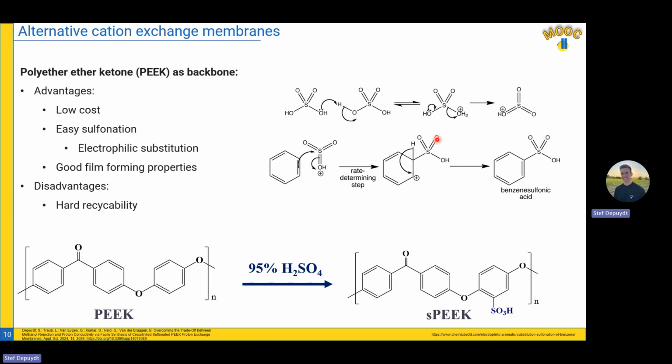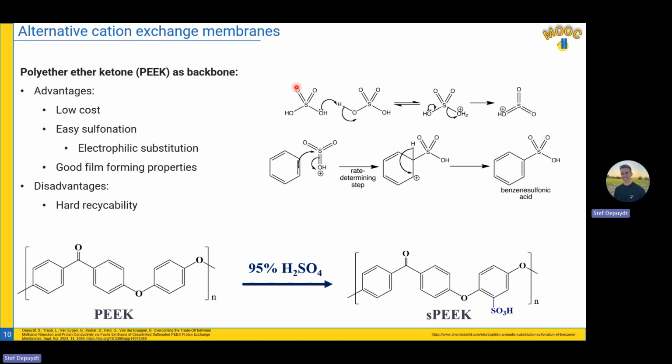First of all, how do we make such a polymer? In the HySolChem project, we chose to use polyether-ether-ketone as the polymer backbone because it is low cost and we can easily sulfonate it. The sulfonation follows the reaction mechanism of electrophilic substitution.